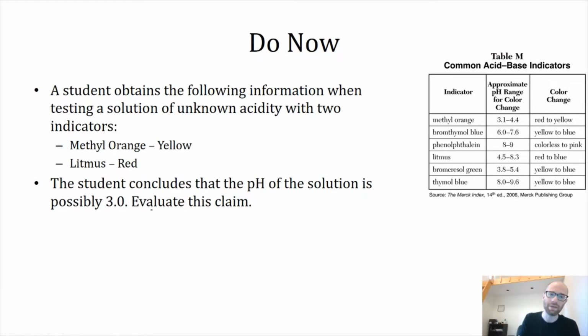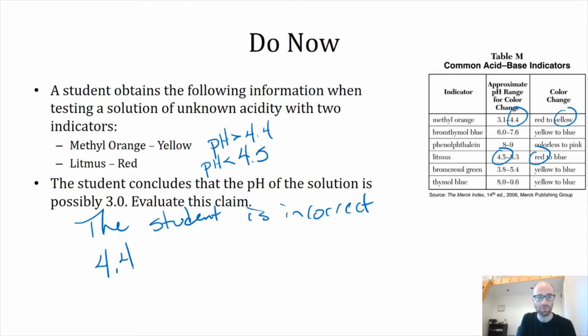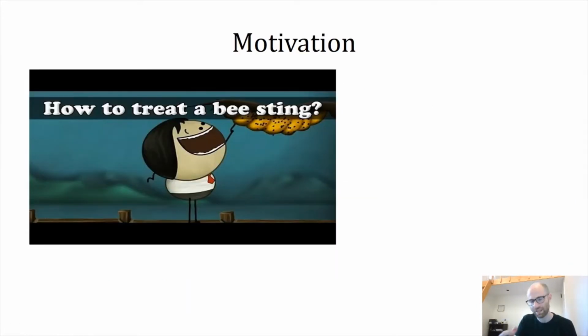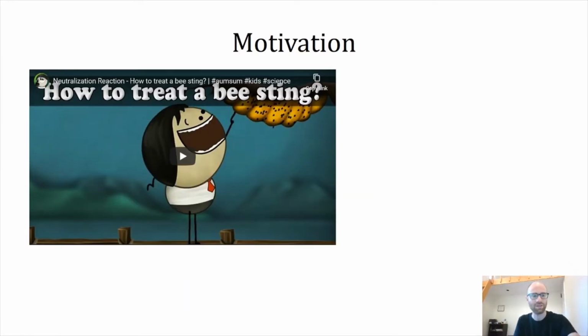Based on the methyl orange information, the pH should be greater than 4.4. If the litmus is red, less than 4.5. It should be somewhere between 4.4 and 4.5. I would say 4.45 would be a wonderful guess as to the pH. That's some very, very specific information to get. I wanted to play a video, make any observations that we can make.